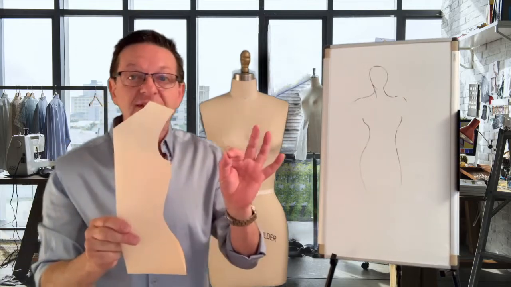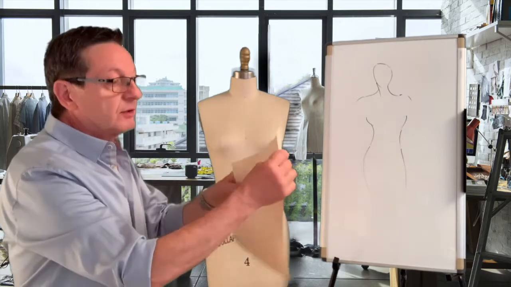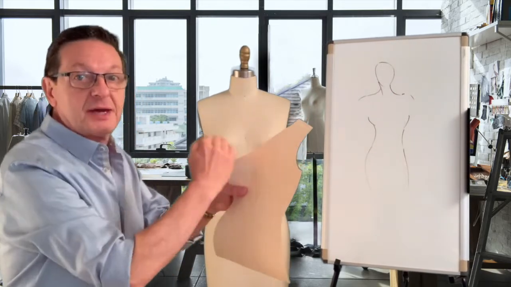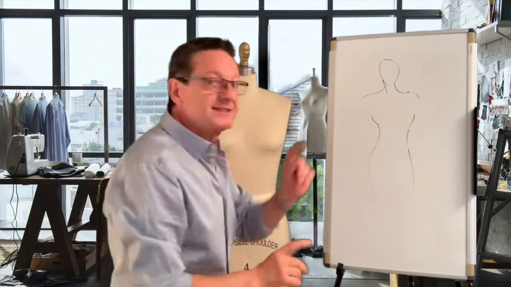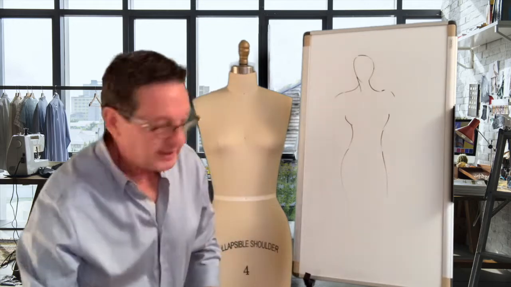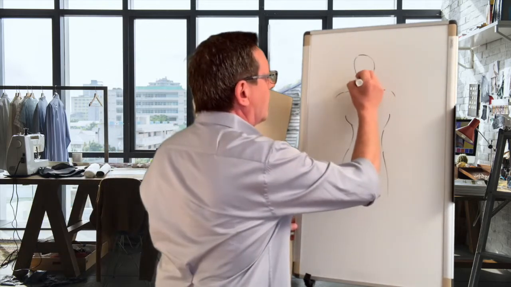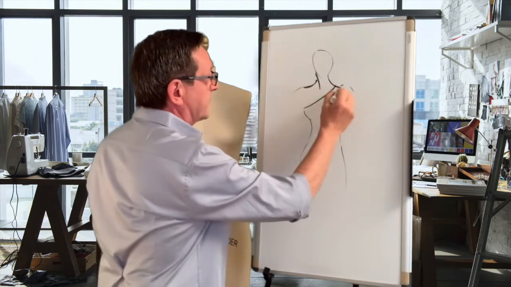So when you're drafting something and you're balancing a pattern, in this case, only the top section is asymmetrical. The rest remains the same. For example, let's say that you wanted to do a one-shoulder design, something like this.